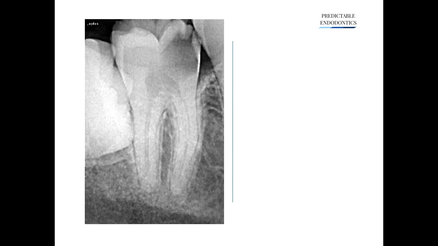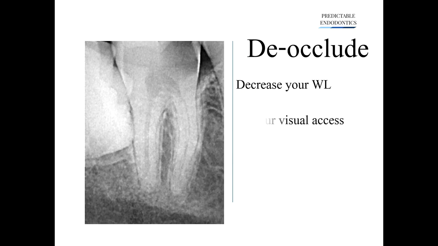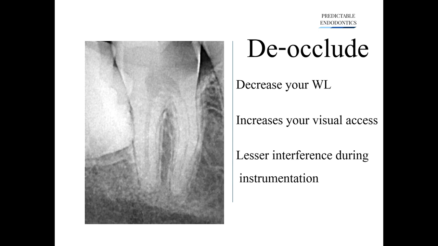Simple reason why, because we all know it is easier and more comfortable to work on a tooth which is much shorter. De-occluding offers three benefits. Firstly, it decreases your working length. Next, it increases your visual access to the pulp chamber and the orifices, and also decreases the interference both your rotary and hand files will face during the shaping procedure.